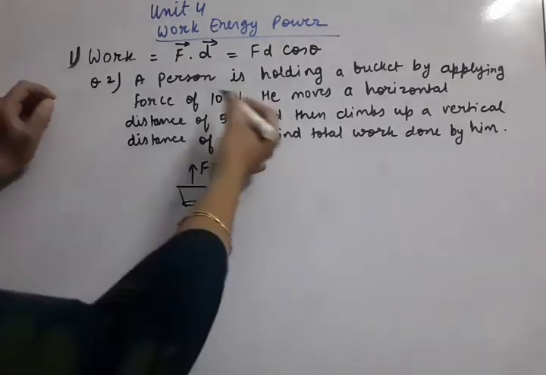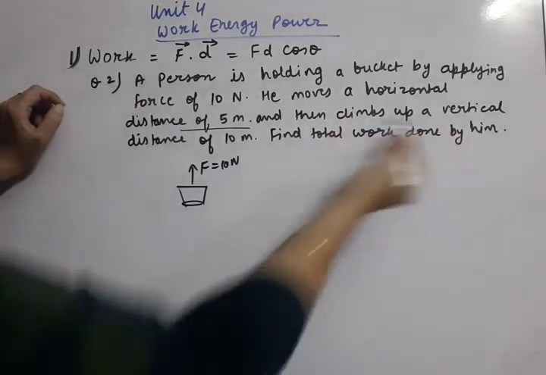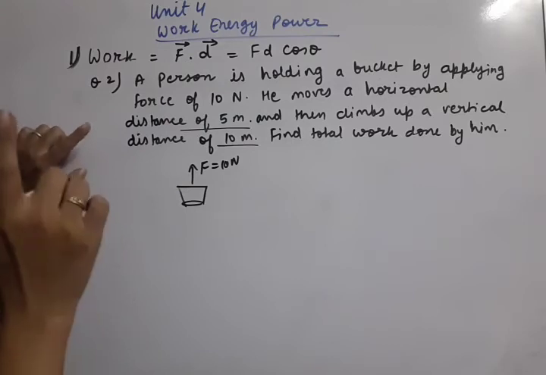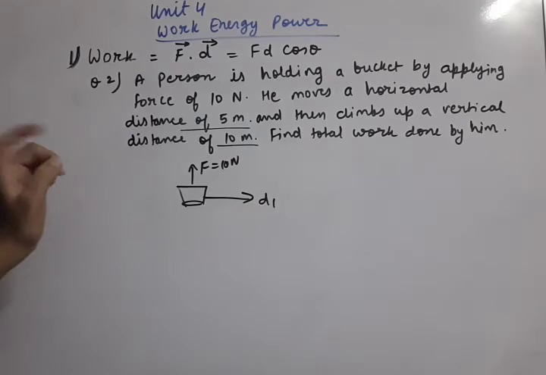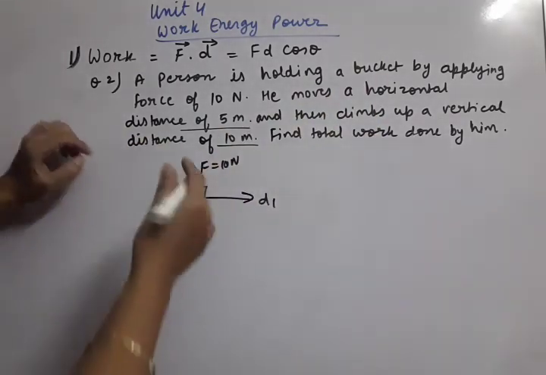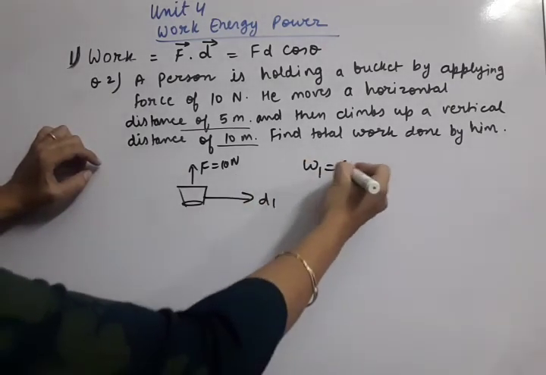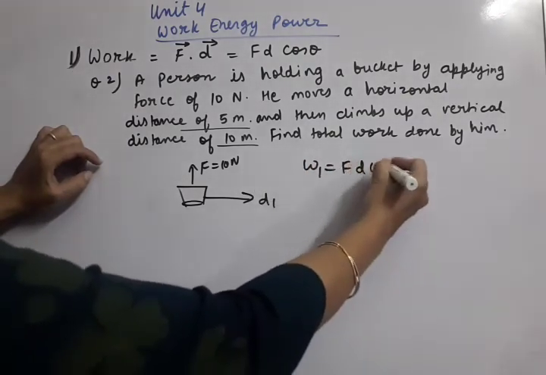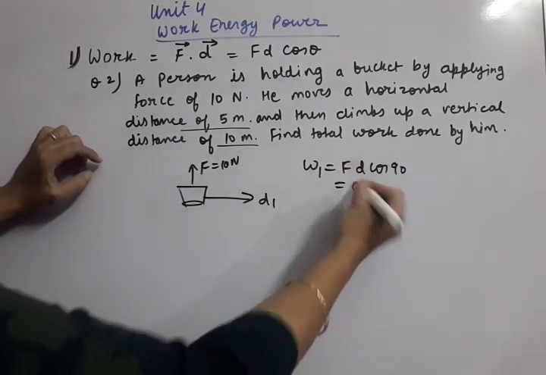Now this same person moves a horizontal distance of 5 meter and then climbs up a vertical distance of 10 meter. So here two situations are there. First of all, the displacement is horizontal, so we can call it D1, displacement horizontal. We have to calculate the total work done. Firstly, when he is moving horizontally, the work done is 0. Why is it 0? Because the formula of work done is FD cos theta, and theta is 90. So work done is 0.